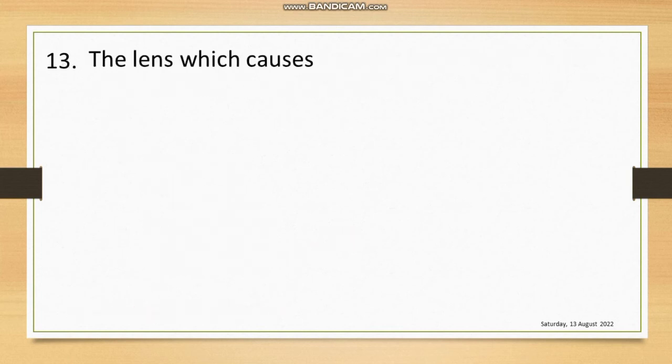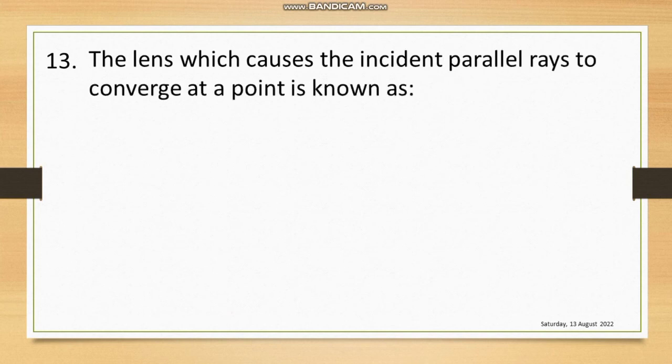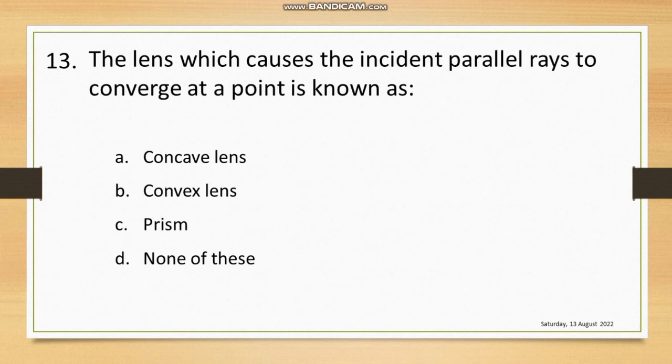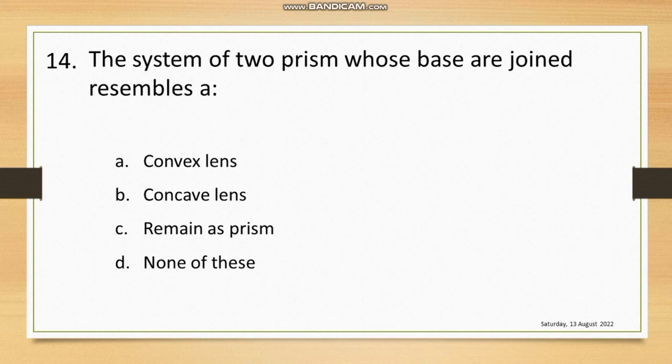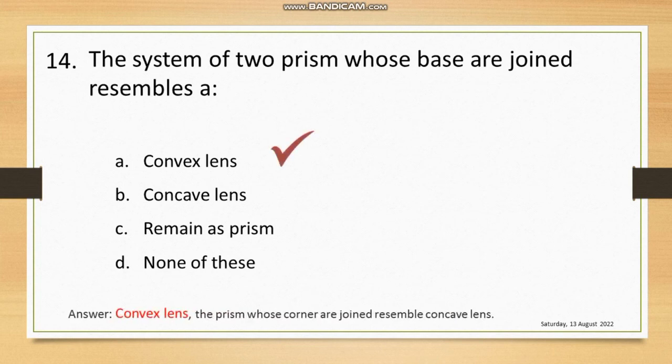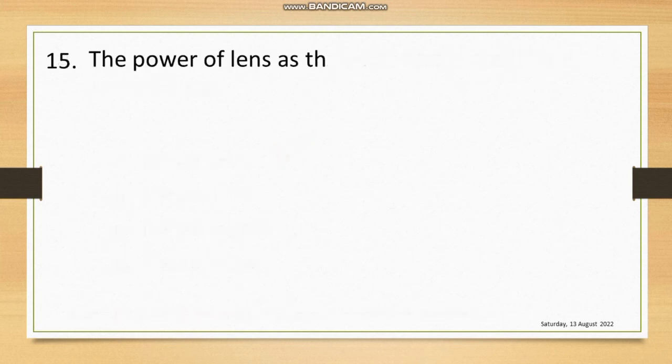The lens which caused the incident parallel rays to converge at a point is known as. The system of two prisms whose bases are joined resembles a. The power of lens is the reciprocal of its.